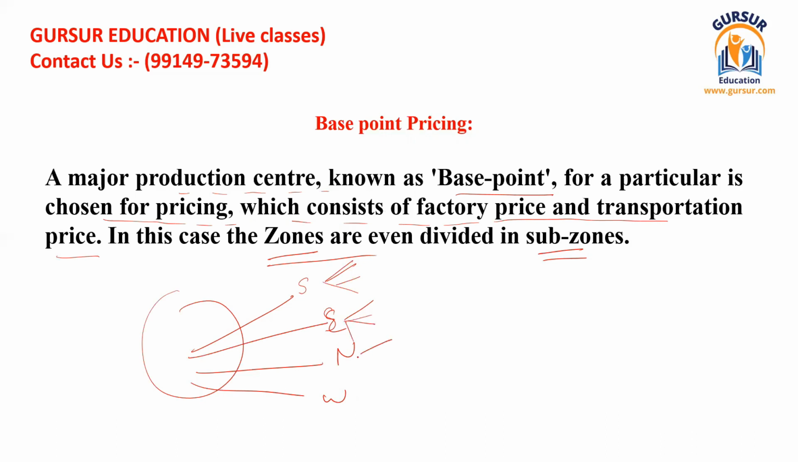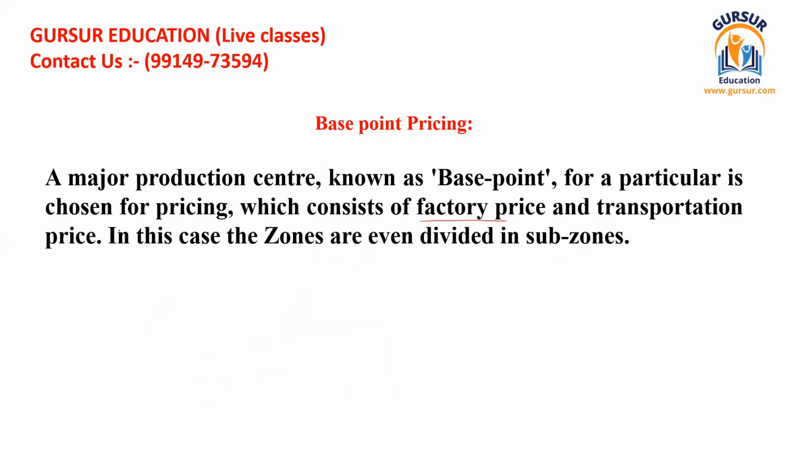So in all the zones there is a separate base point or a factory established, and on the basis of that, in those sub zones, the pricing policies are administered. This is known as the base point pricing system. So it consists of a factory price and a transportation price as well.